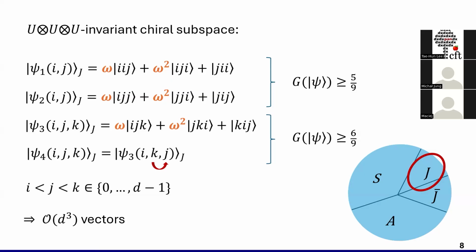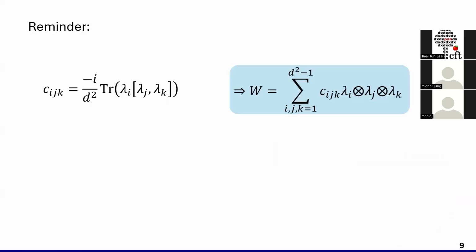And yes, so this is the unitary invariant chiral subspace. But we can also have a further subspace, which we will see is even higher entangled. As a reminder, I put again our structure constant, which depends on this trace of lambda i, lambda j, lambda k.